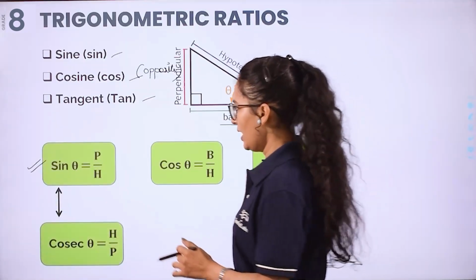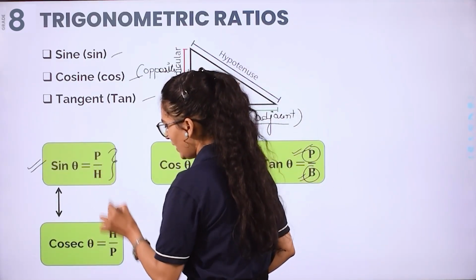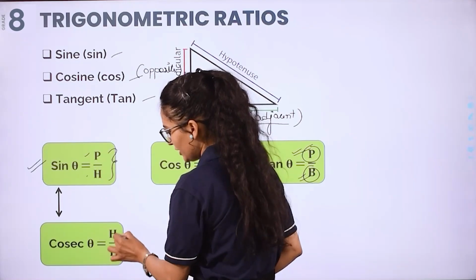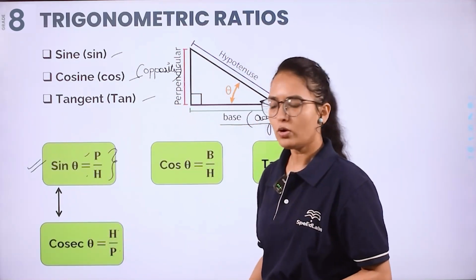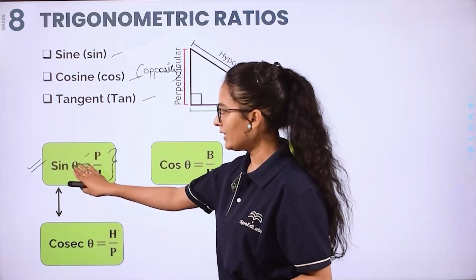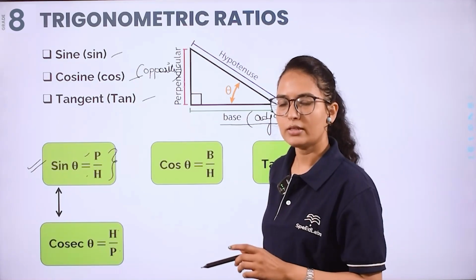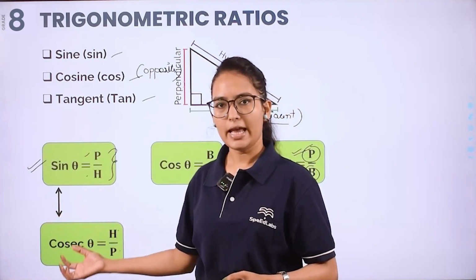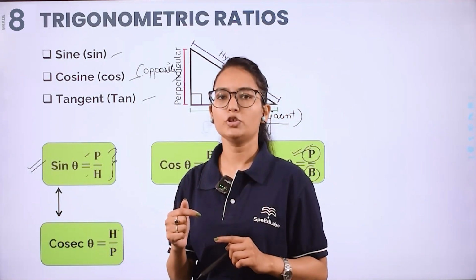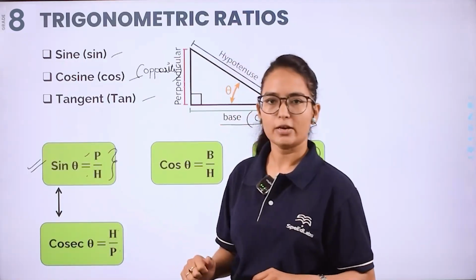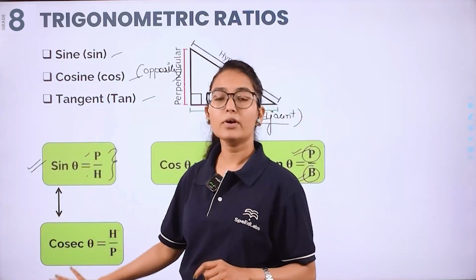Let us see. The inverse of this trigonometric ratio, if this is P by H, this will be H by P. So you don't have to remember this formula also, only the relation you can remember, that P by H is sine and H by P, the reciprocal of that ratio, is your cosec. Okay, so they share an inverse relation.